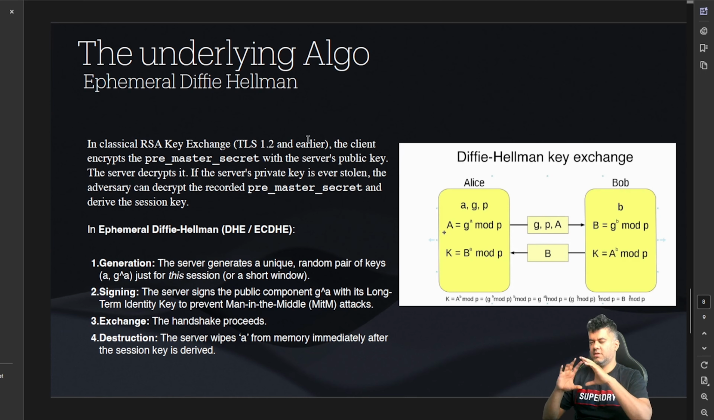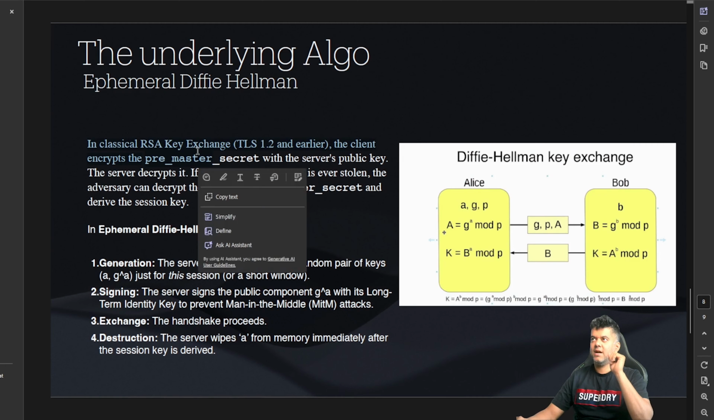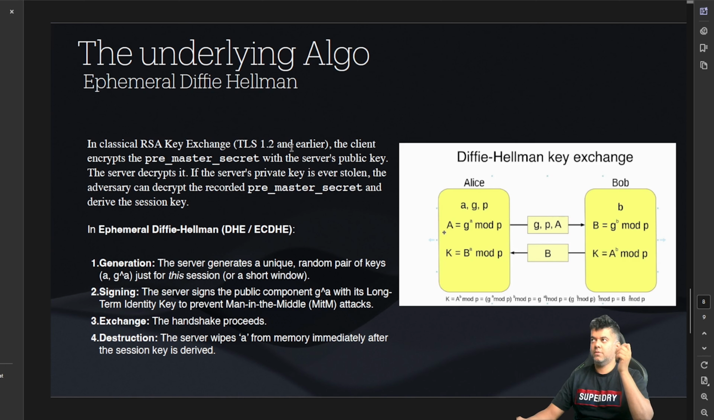Right now in this video, we're just taking a quick look at it. So in the classical RSA key exchange, which is with TLS 1.2, the client encrypts the master secret with the server's public key. And I've explained this to you step by step in the TLS 1.2 handshake video. So you just have to go back a few previous videos and then you'll find the TLS 1.2 handshake video. And we've seen this very much in detail there.